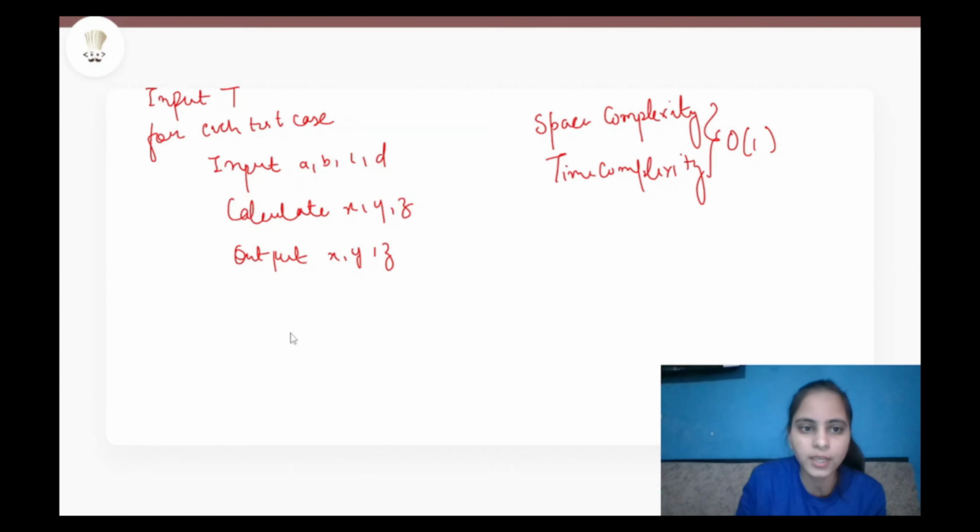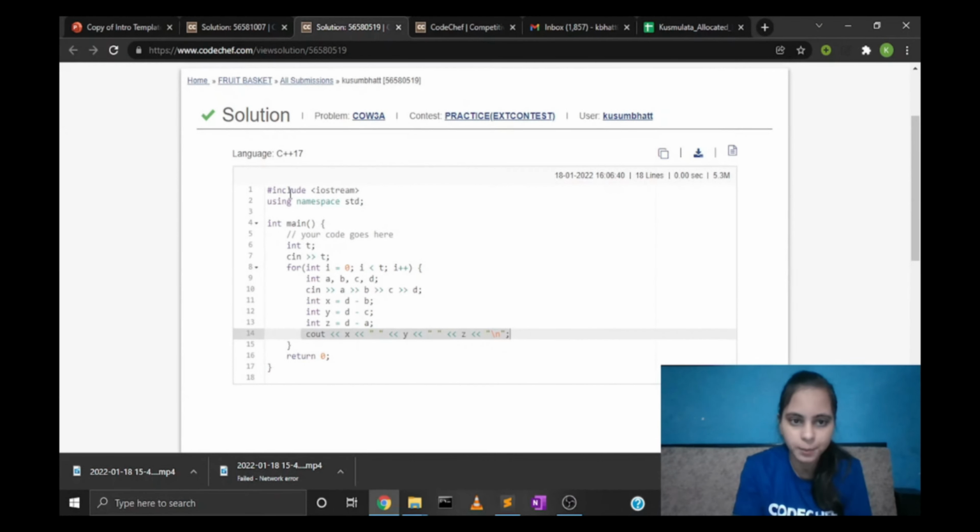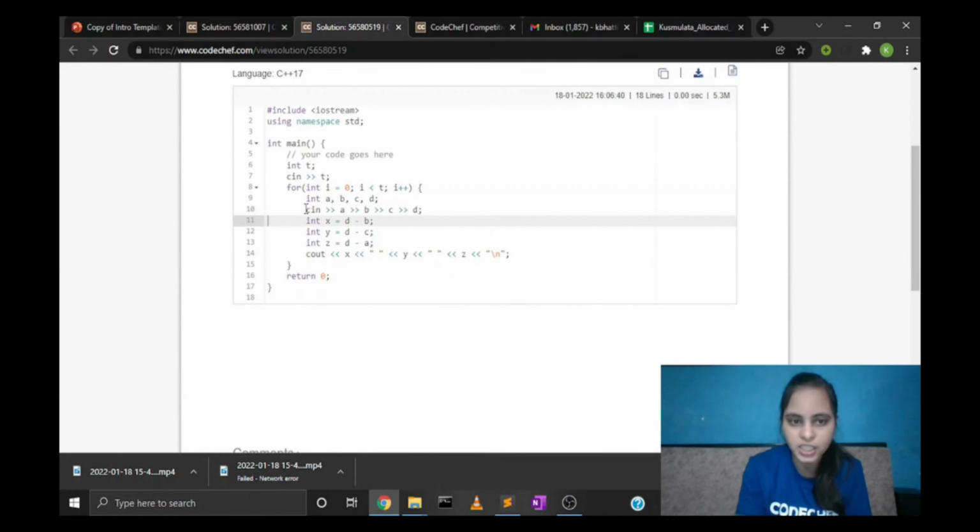So let's see how we can implement these solutions in C++ and Python. Now let's have a look at the C++ implementation of the problem. So here we are taking the input of the t variable, which is showing us the number of test cases we are going to have. Then for each test case, we are taking the input of A, B, C, D in the order, and then we are applying the set of equations to calculate the value of x, y, z, and then we are printing the x, y, z values in a new line.